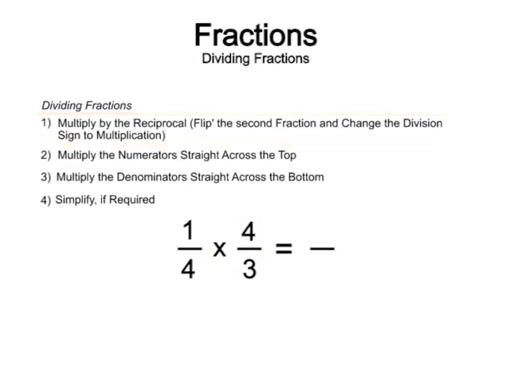Next, continue as if you were multiplying. Multiply the numerators straight across the top to get 4, and the denominators straight across the bottom to get 12. Finally, simplify the answer to 1/3.